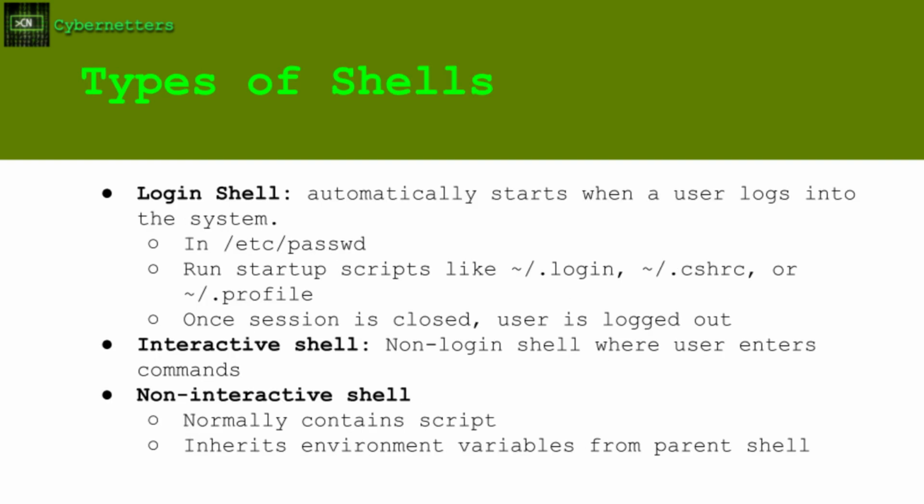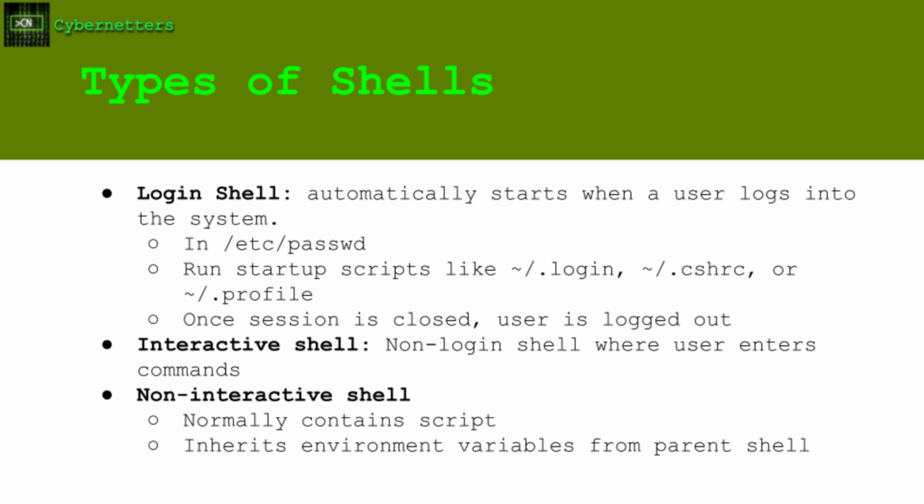So, in Unix and Linux, there are three types of shells, each of which serves a different purpose. The login shell starts automatically when a user logs into the system. It is defined in /etc/passwd and it runs startup scripts like .login, .cshrc, or .profile, which configure the user's environment. Once a session is closed, the user is logged out.